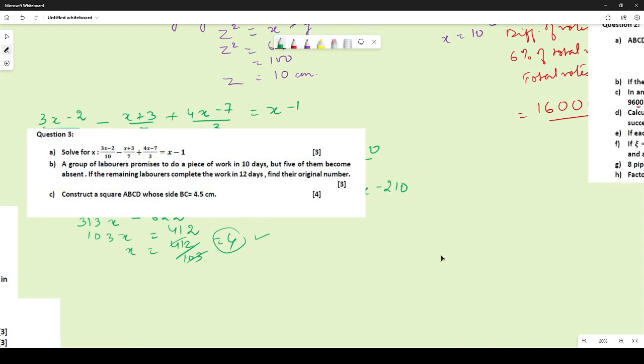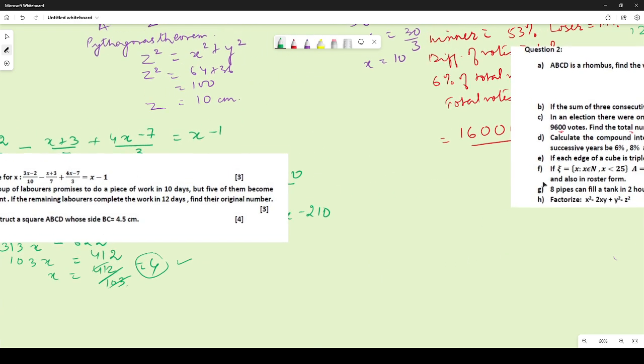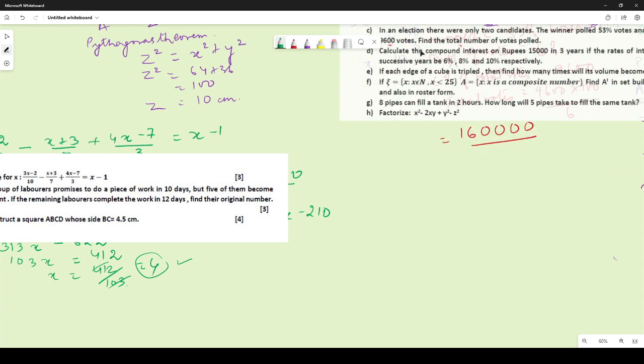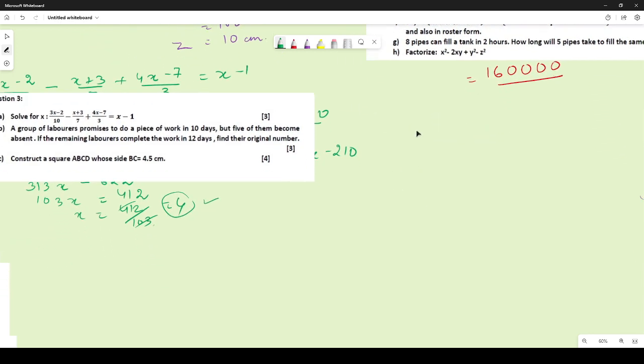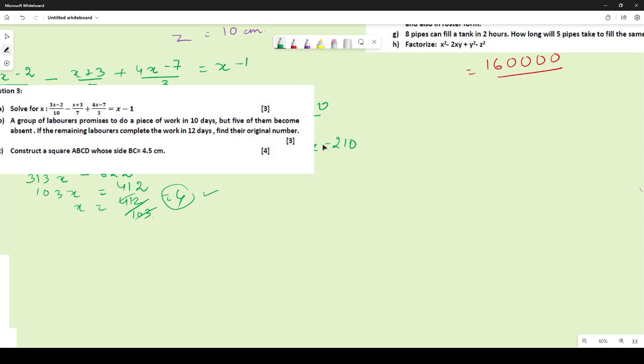A group of laborers promise to do a piece of work in 10 days, but 5 of them become absent. Now let us say that initially there were x laborers who finish in 10 days, right? So one laborer will finish in 10x days.